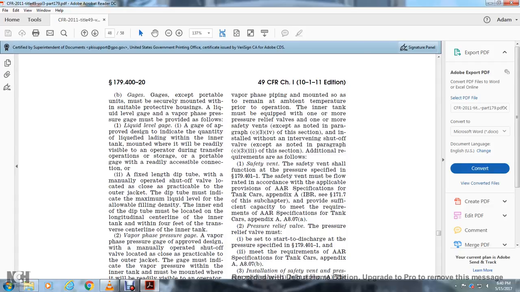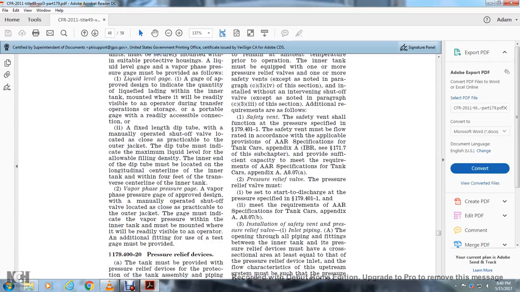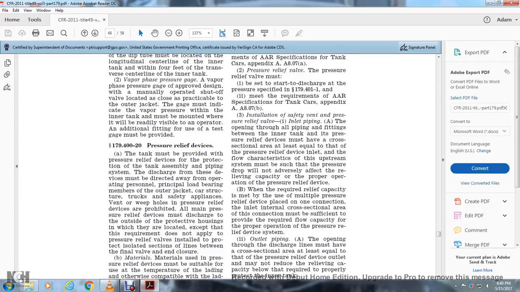A. The pressure relief valve. The pressure relief valve must be set to start discharge at the pressure specified in 179-4011. Meet the requirements of AAR specification tank cars appendix A 807B.